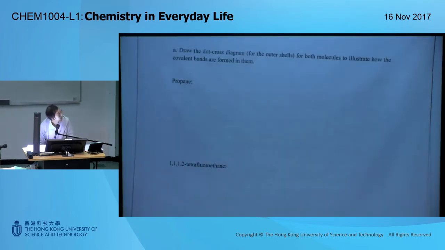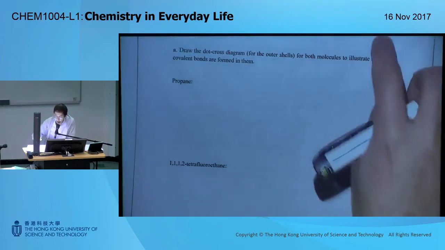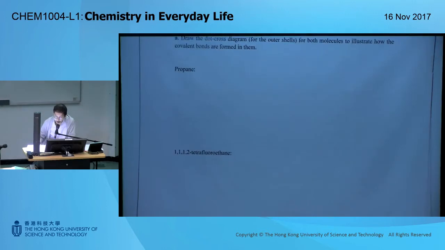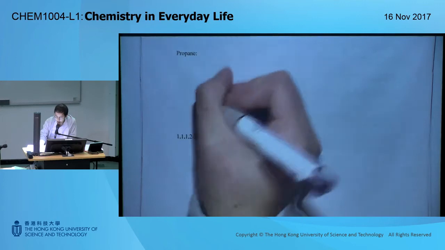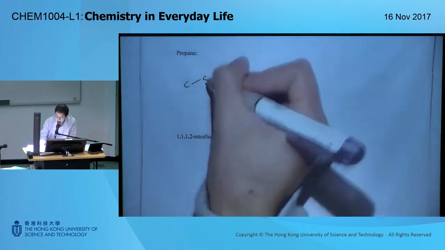Aerosol gases. So this is page 14 of the notes. There are two molecules shown for aerosol gases: propane and 1,1,1,2-tetrafluoroethane. You have to draw the dot cross diagram for these molecules. Just to remind you what is in the notes, you will find these structures in the notes.